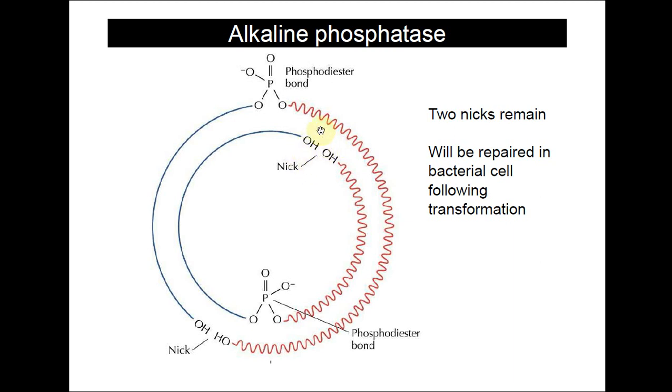So these ends are again treated with the kinase enzyme. Kinases will add a phosphate group at these ends, and then this 5' phosphate and 3' OH can rejoin.